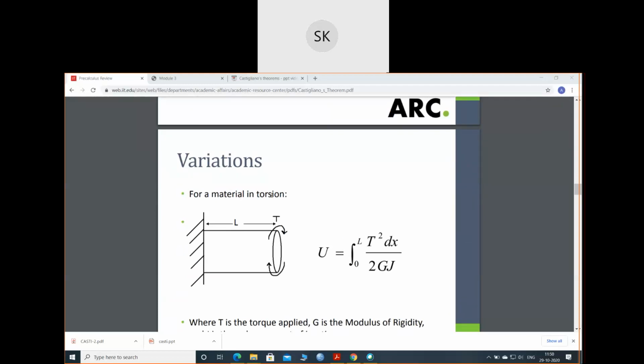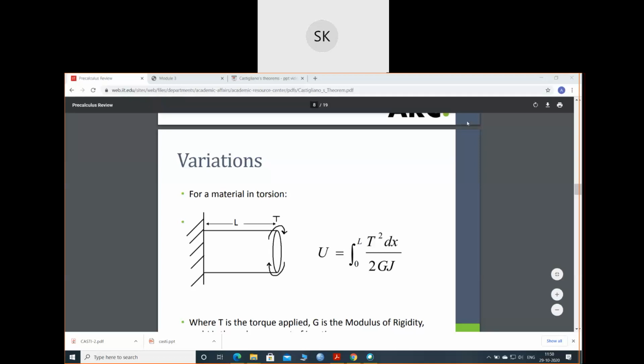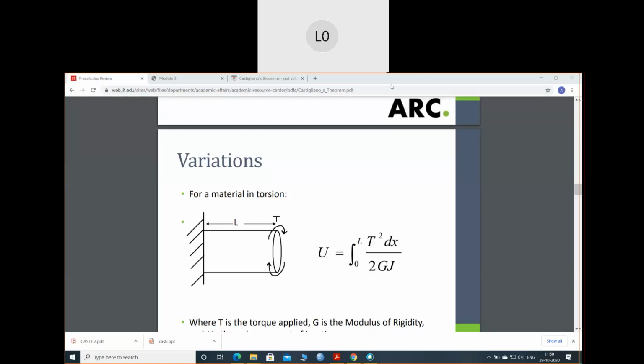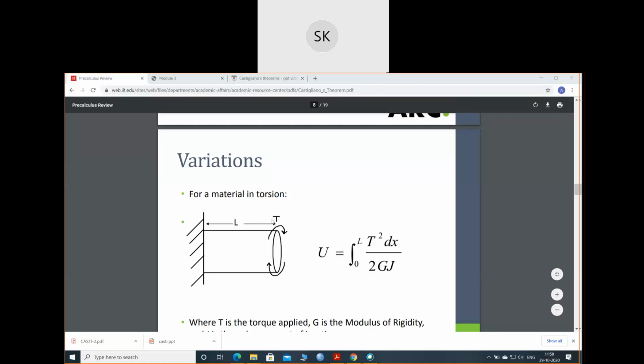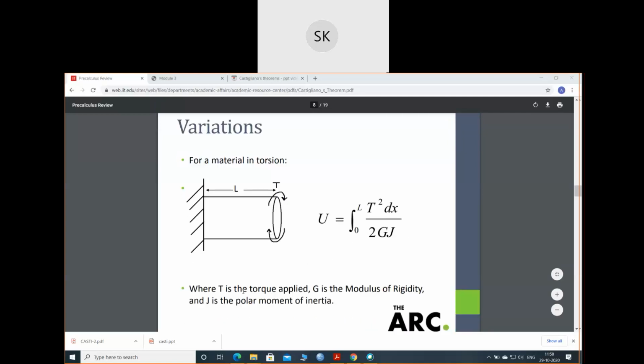For a material in torsion, if your material is experiencing a torsion, your strain energy will become T squared dx by 2GJ, where T is the torque applied, G is the modulus of rigidity, and J is the polar moment of inertia.